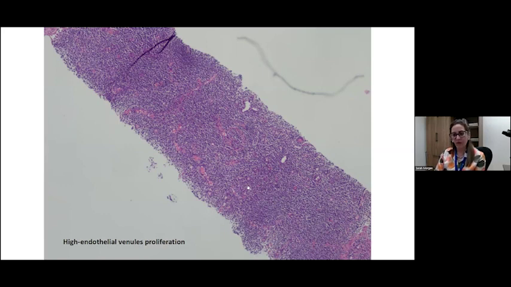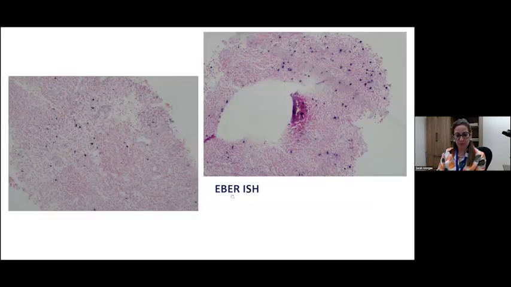This is another view of the high endothelial venules, which should be proliferating more pronouncedly than in a normal lymph node. In certain cases, they have plump endothelial cell lining and hyalinization, which was not very clear in my case. That's why I didn't take a close-up view of that one.